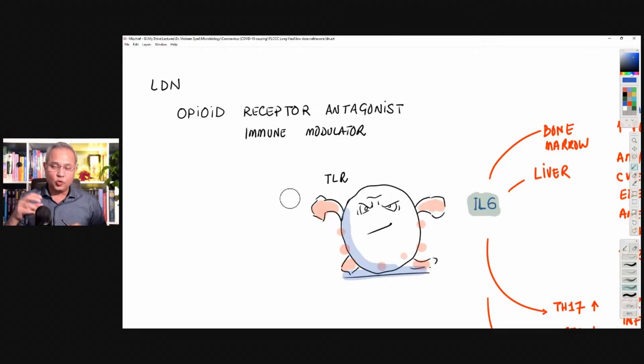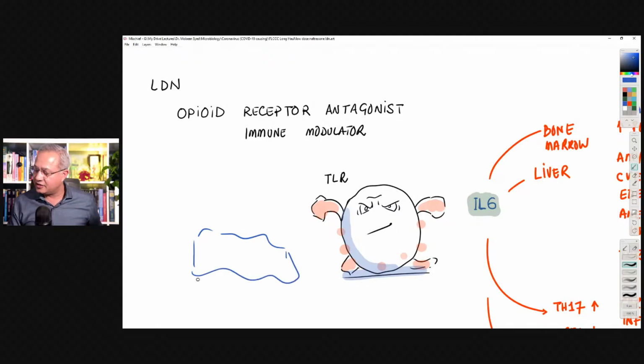Secondly, when our cell gets damaged, so let's say there is a virus and that virus comes in and goes into a cell and damages the cell, the broken cell pieces, the damage, also activates the toll-like receptors. These are called damage-associated molecular pattern recognition receptors. So these receptors can actually see that there is a broken cell here.